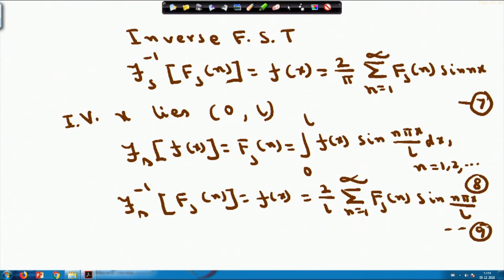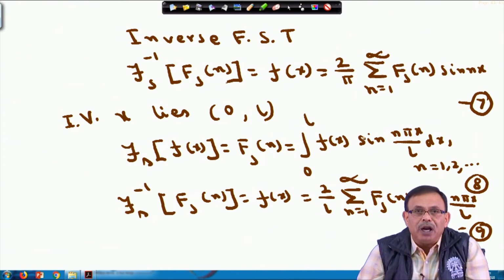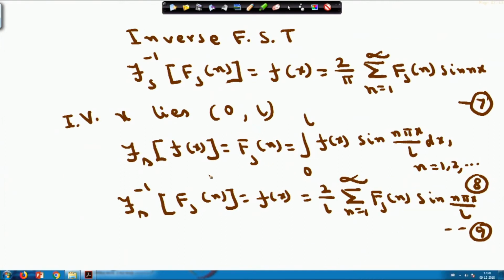So, please note this one: for inverse Fourier sine transform, Fourier sine inverse is 2 by pi summation n equals 1 to infinity f s n into sin n pi x, and whatever we have defined, that is for 0 to pi, if x values lies in 0 to pi, but x may lie in some interval 0 to a. So, whenever x lies in 0 to L, in that case Fourier sine inverse of f x will be 0 to L f x sin n pi x by L dx, n varies from 1 to this, and Fourier sine inverse of f s n equals f x.